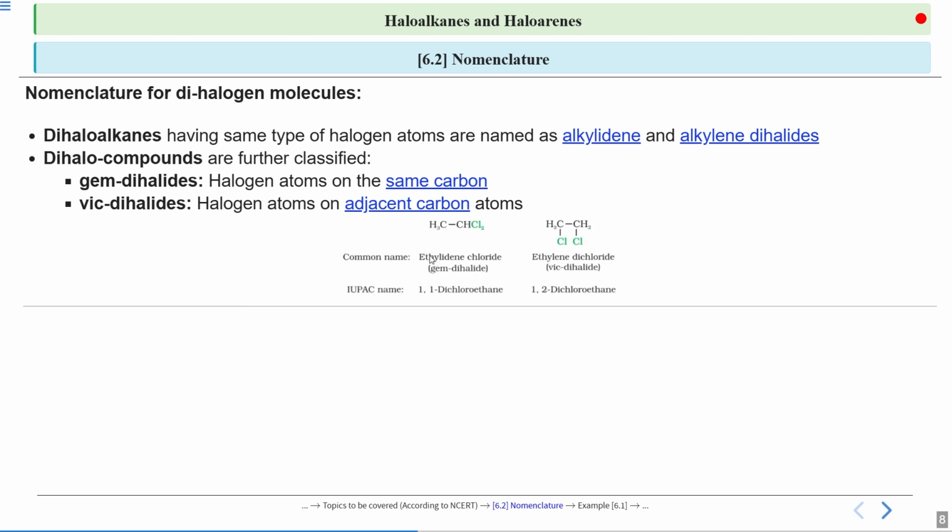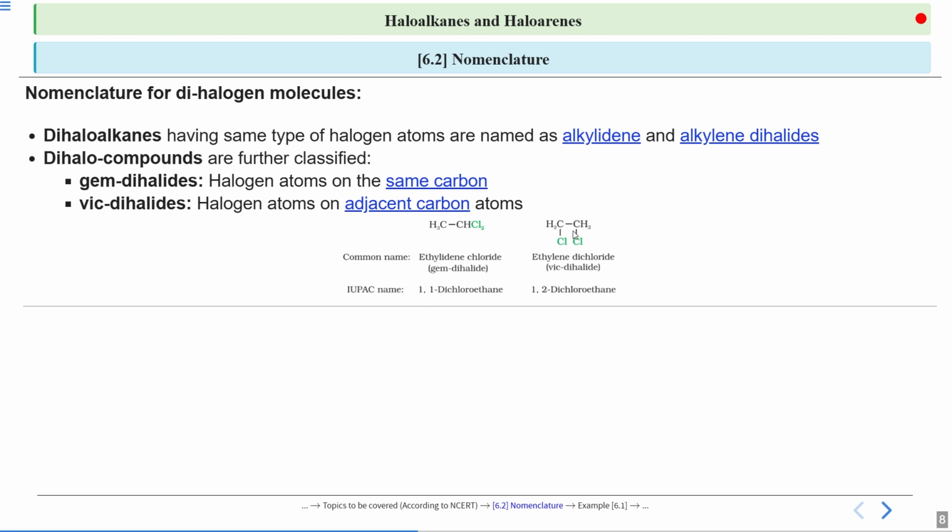If you see the example, the first example is the gem dihalide CH3CHCl2, that means at the first carbon we have two chlorines present, right? So two halogens are present on the same carbon, and the common name will be ethylidene chloride, or geminal dihalide. The IUPAC name: at the first position we have two chlorines, so we write 1,1-dichloro, and we have a total of two carbons, so 1,1-dichloroethane.